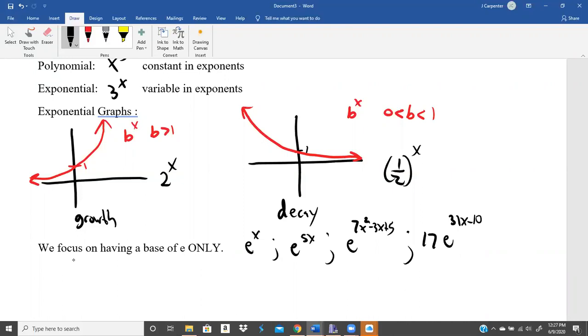We will only study bases of e because the calculus is simpler with them. It's a simpler formula, and quite honestly, there is a way to turn every single exponential function into one that has e. So if you wanted to use a model of, say, 2 to the x or 9 to the x, there's a way to turn that into e to the x. We don't have to focus on that in this course, but there is a way. That's all that matters.